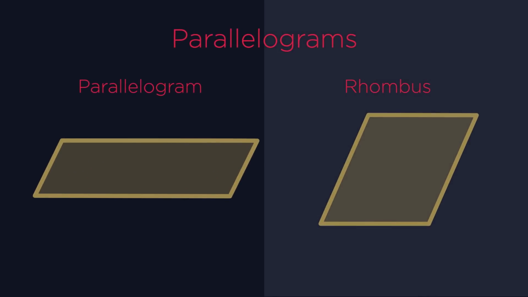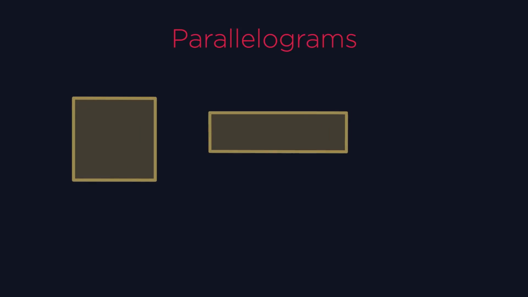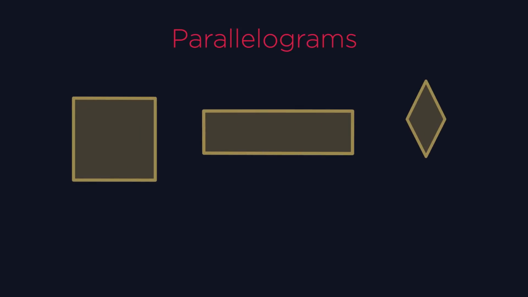So now parallelograms. Just like a rhombus is a tipped over square, a parallelogram is a tipped over rectangle. I told you earlier that squares, rectangles and rhombuses are all types of parallelograms. So what does it mean to be a parallelogram?